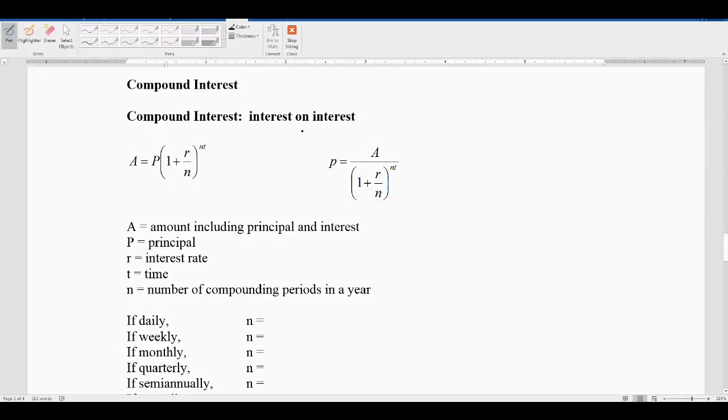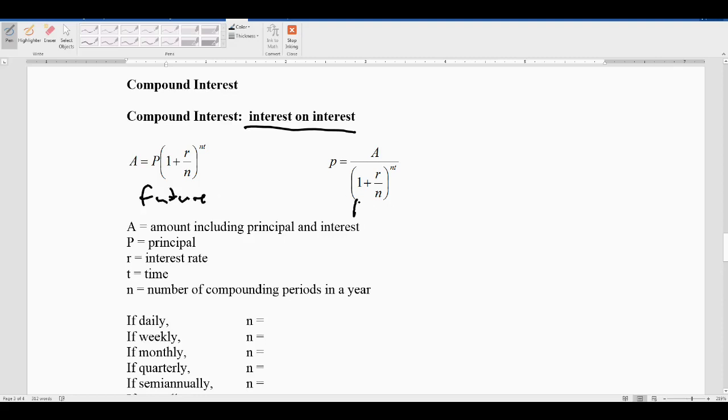Compound interest. What compound interest is, you not only earn interest on the principal, what you invest, but you also earn interest on the interest, which is always a good thing. So what you have here is a formula that has an exponent. This one finds the future value, and this one will find the present value. Kind of way to think about it.